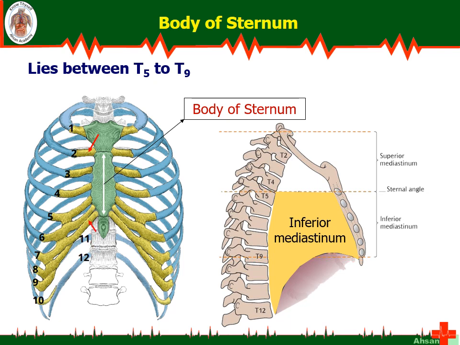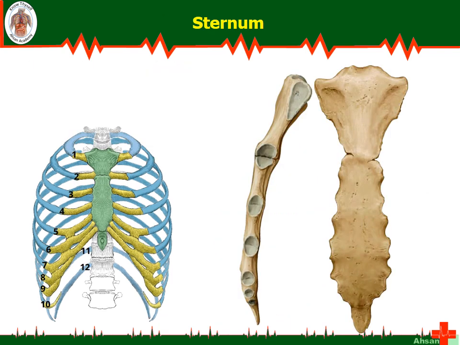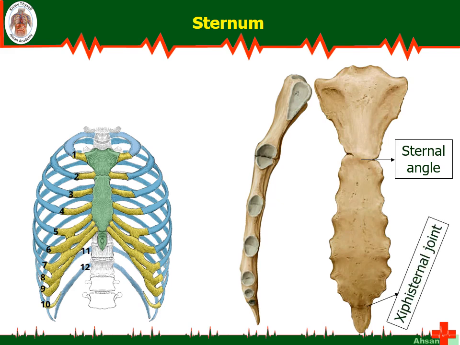The costal cartilages: the lowermost costal cartilage that is attached to the body of the sternum is the 7th costal cartilage, and subsequent cartilages up to the 10th make the costal margin, a series of articulations. This is the junction between the manubrium and the body of the sternum. It is elevated anteriorly and known as the sternal angle. The joint between the body and the xiphoid process is the xiphisternal joint.